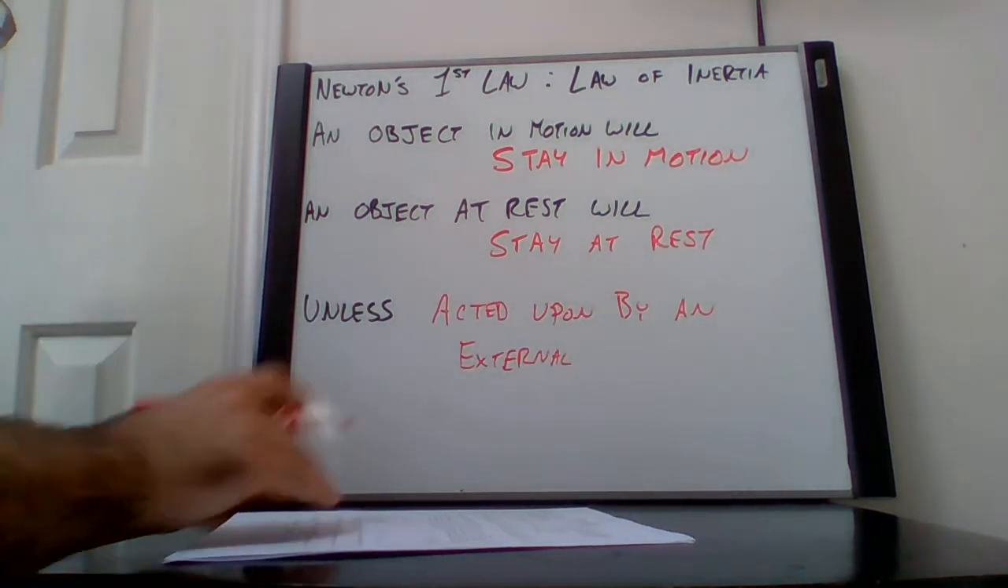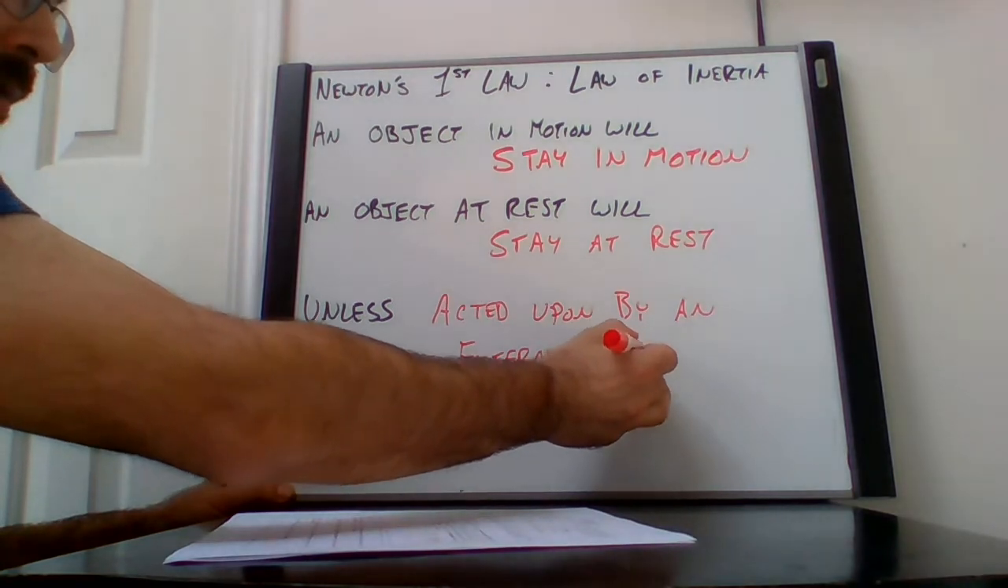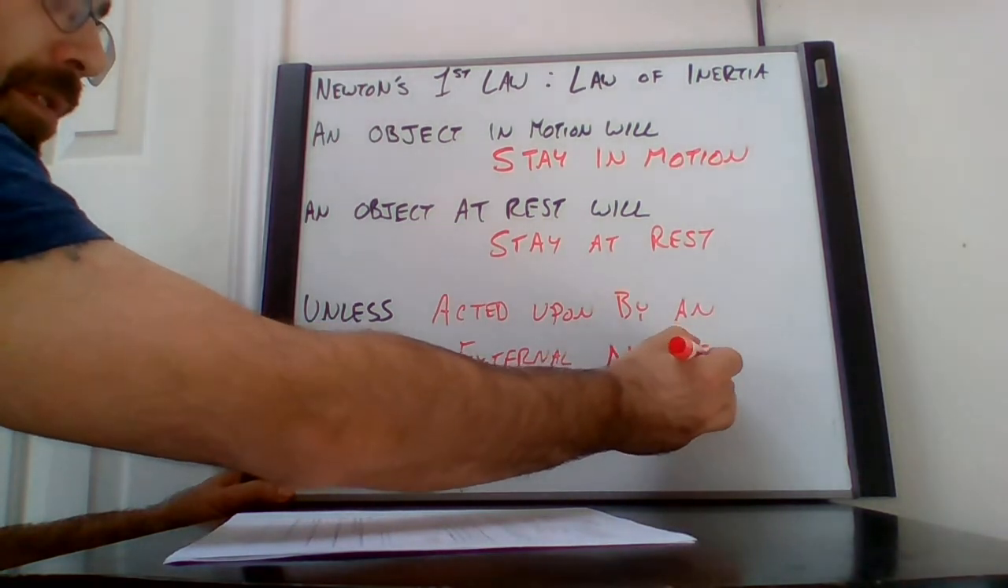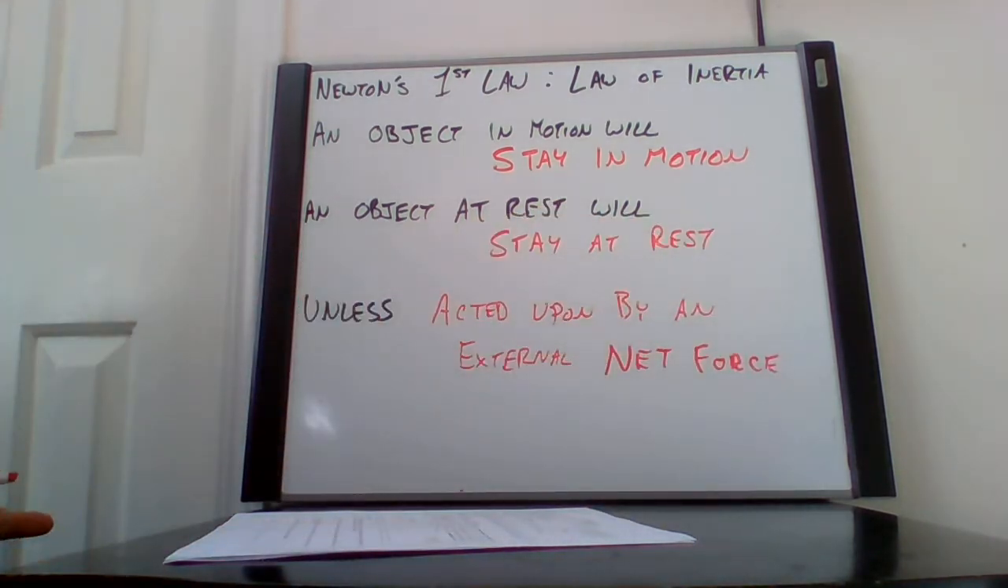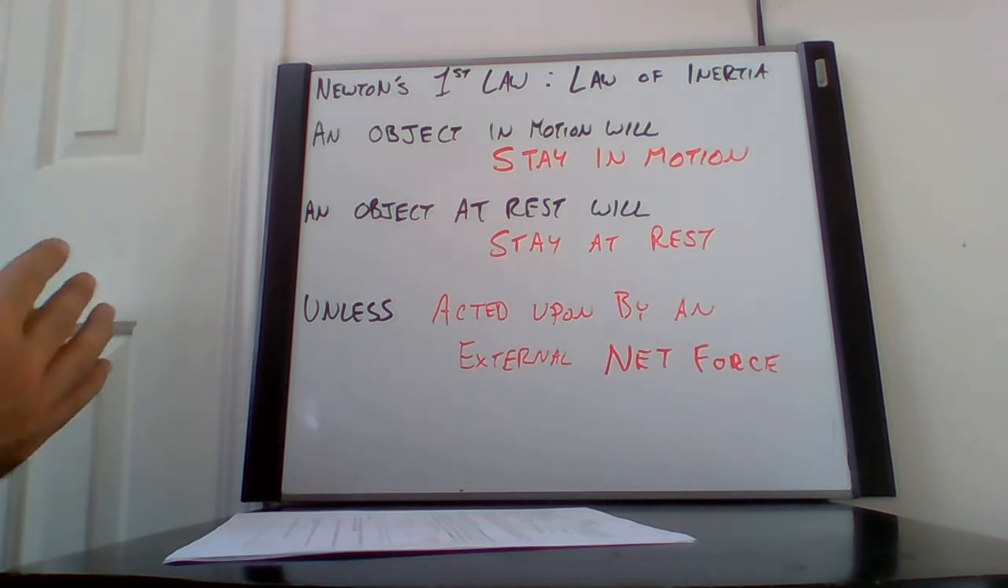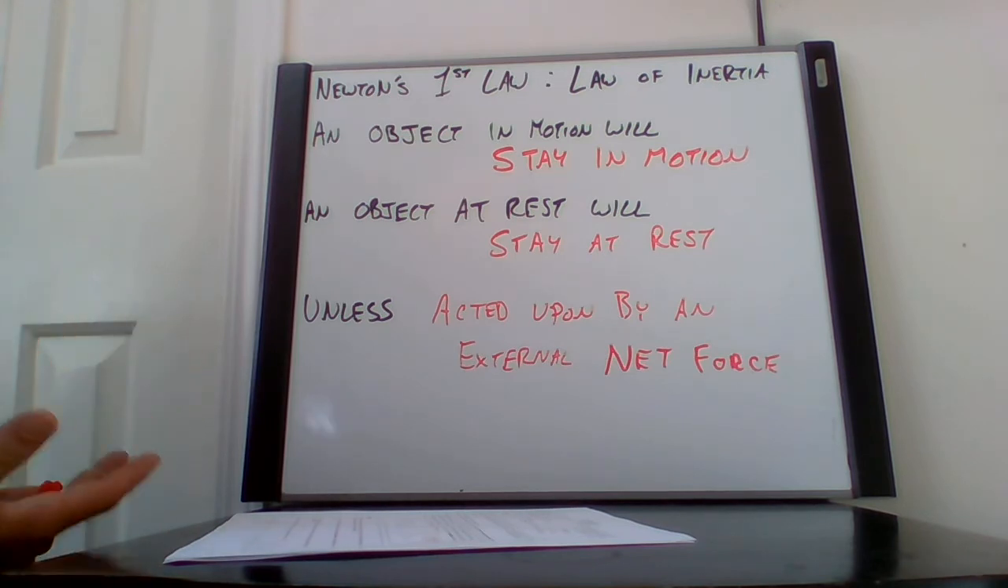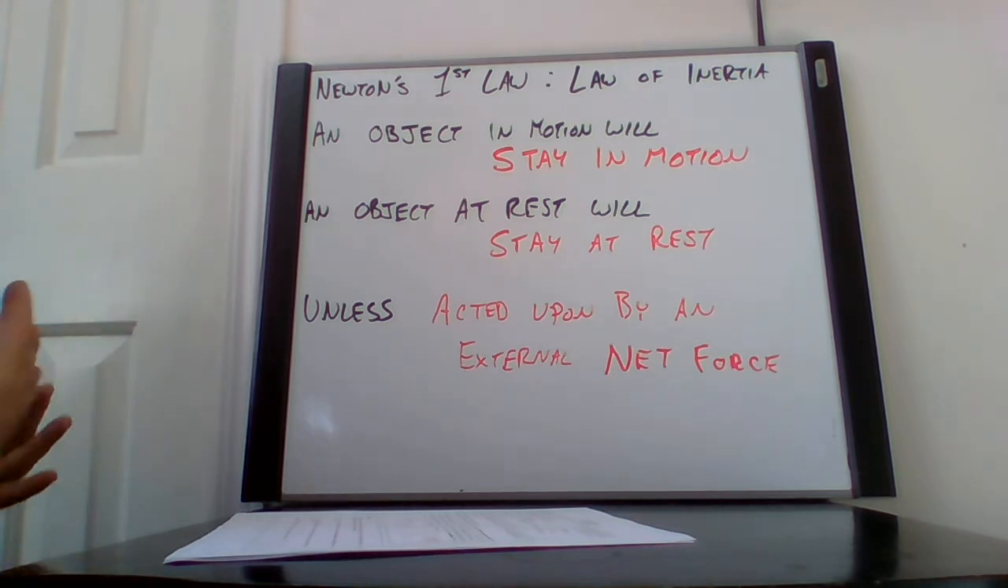Now I'm going to say an external net force. Okay, so some sort of an unbalanced force will cause this to happen. So essentially we're saying an object in motion will stay in motion, or an object at rest will stay at rest unless it is acted upon by an external net force. So an object will not change its motion or its state of rest unless it is pushed or pulled by some sort of object acting upon it.